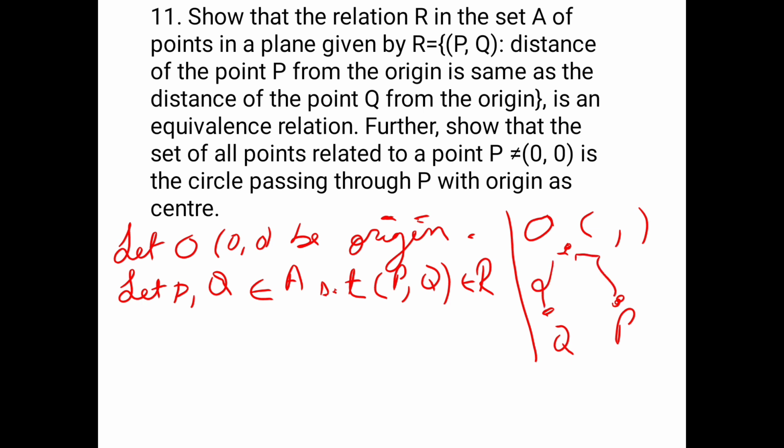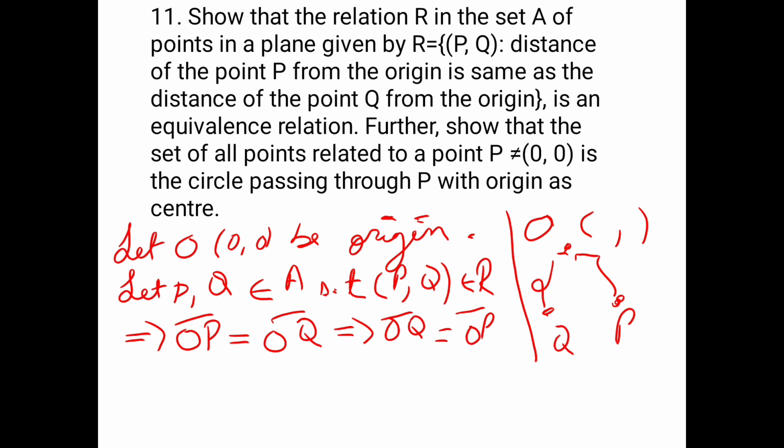OP distance equals OQ distance, so this implies distance of origin from P is equal to distance of point Q from origin. Obviously, OP equals OQ, and OQ equals OP, so distance of point Q from origin is equal to distance of point P from origin. This implies Q is related to P. So first element related to second element, and second element is also related to first element. That means R is symmetric.